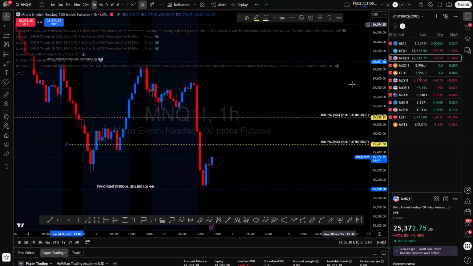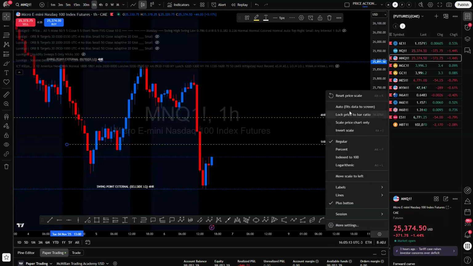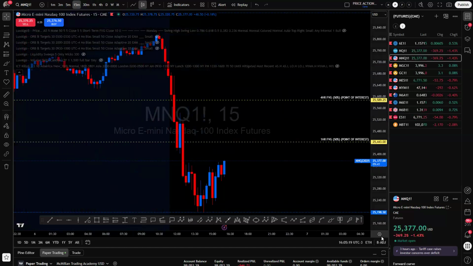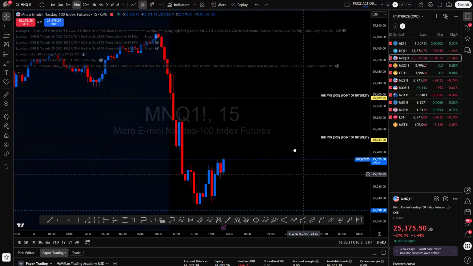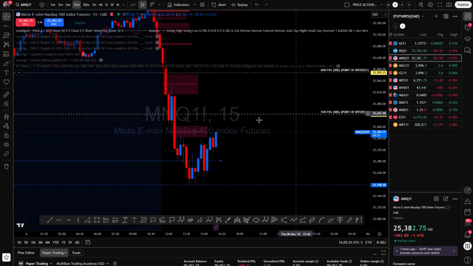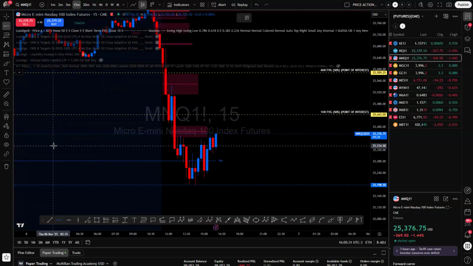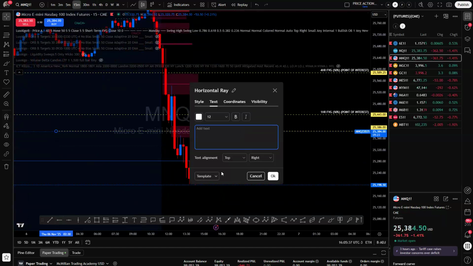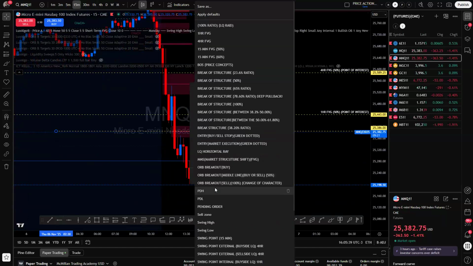Now, let's go to the 15-minute. Let's see if that gives us more clarity. Okay, so it looks like we have a lot more clarity here. Look at this. This is the 1-hour fair value gap. This is our 15-minute fair value gap. Now, it looks like here, and I want to see what the next candle does.